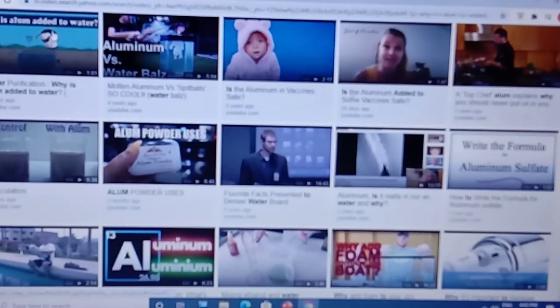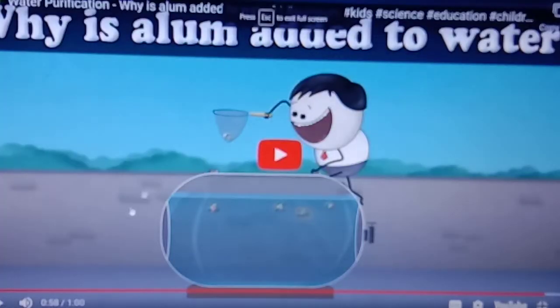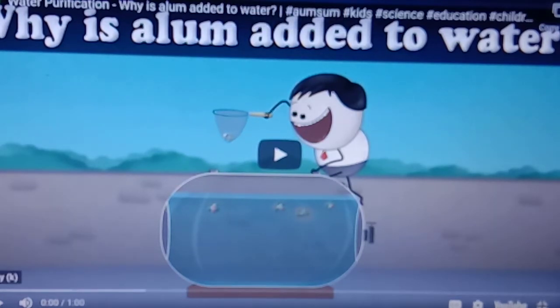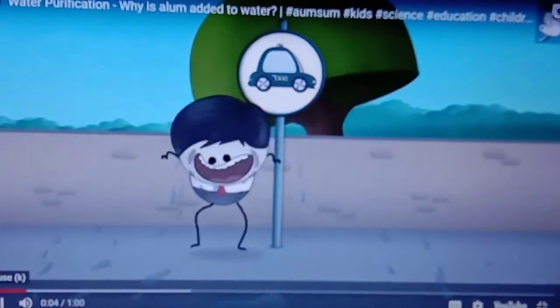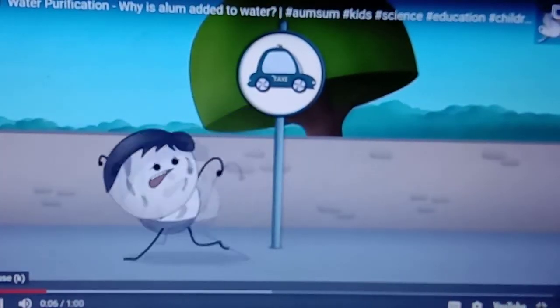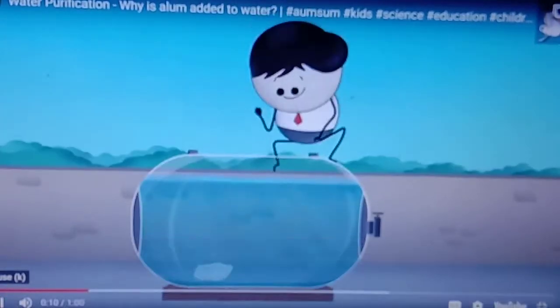Why do we add alum to the water? Now let us see why we add alum to the water. Water purification. Why is alum added to water?